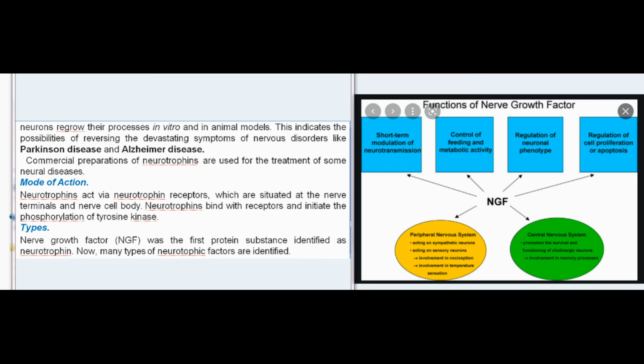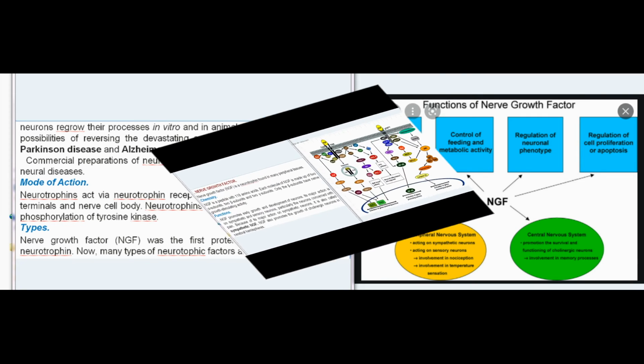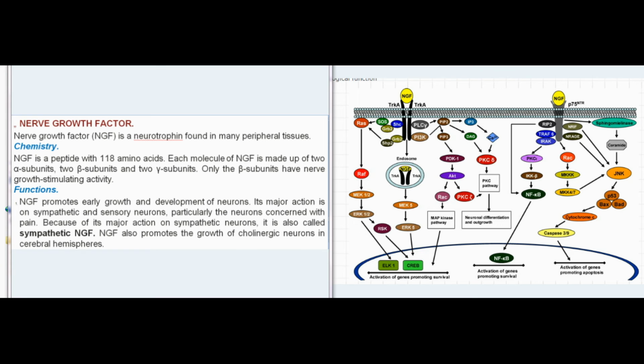Types. Nerve growth factor, NGF, was the first protein substance identified as neurotrophin. Now, many types of neurotrophic factors are identified. Nerve growth factor, NGF, is a neurotrophin found in many peripheral tissues. Chemistry: NGF is a peptide with 118 amino acids. Each molecule of NGF is made up of 2 alpha subunits, 2 beta subunits, and 2 gamma subunits. Only the beta subunits have nerve growth stimulating activity.